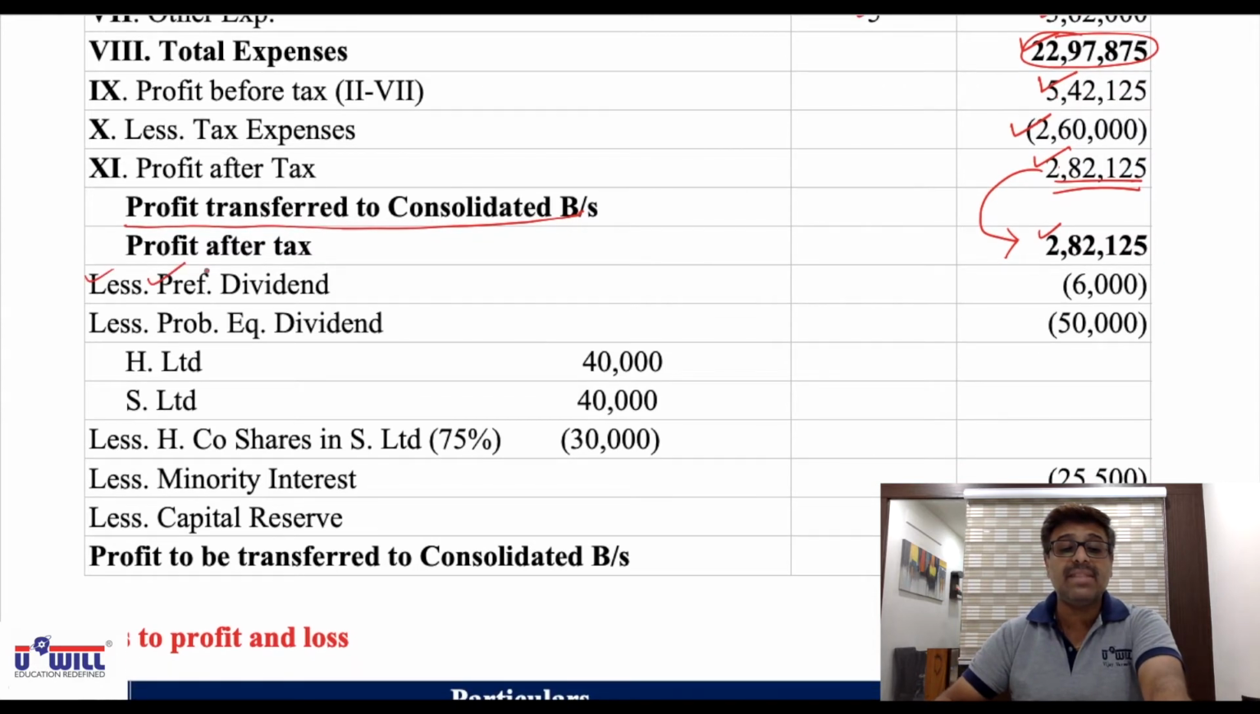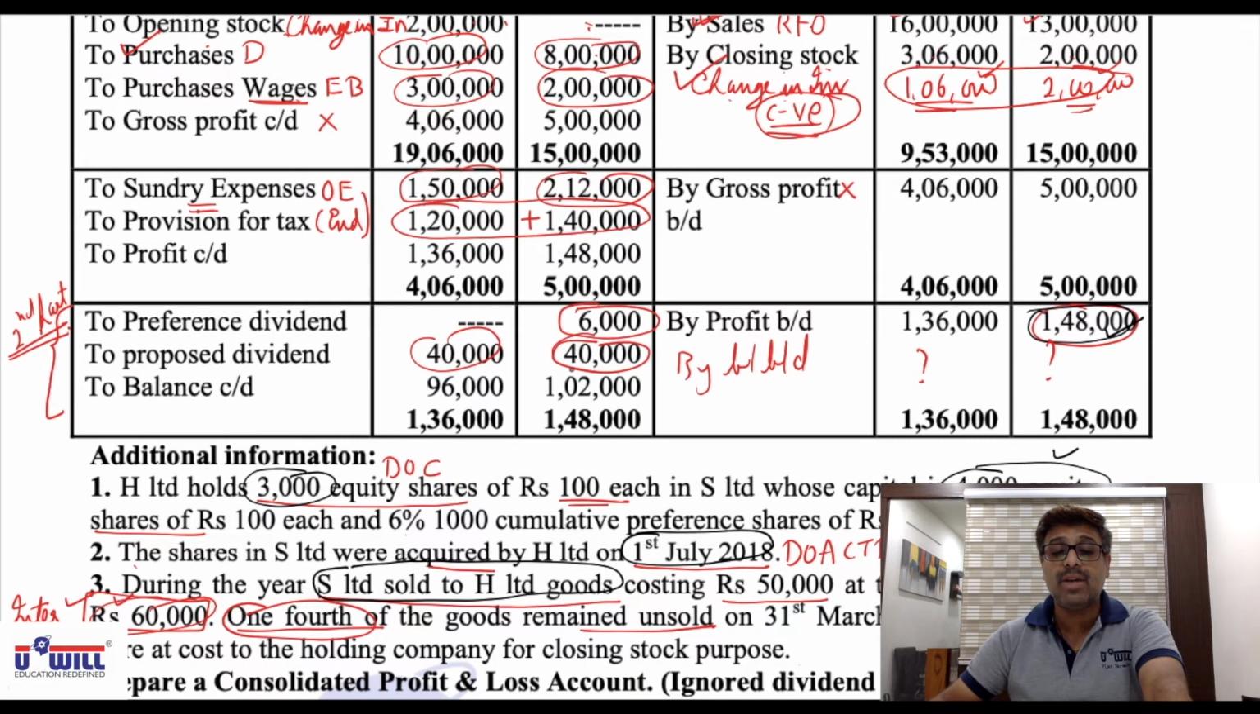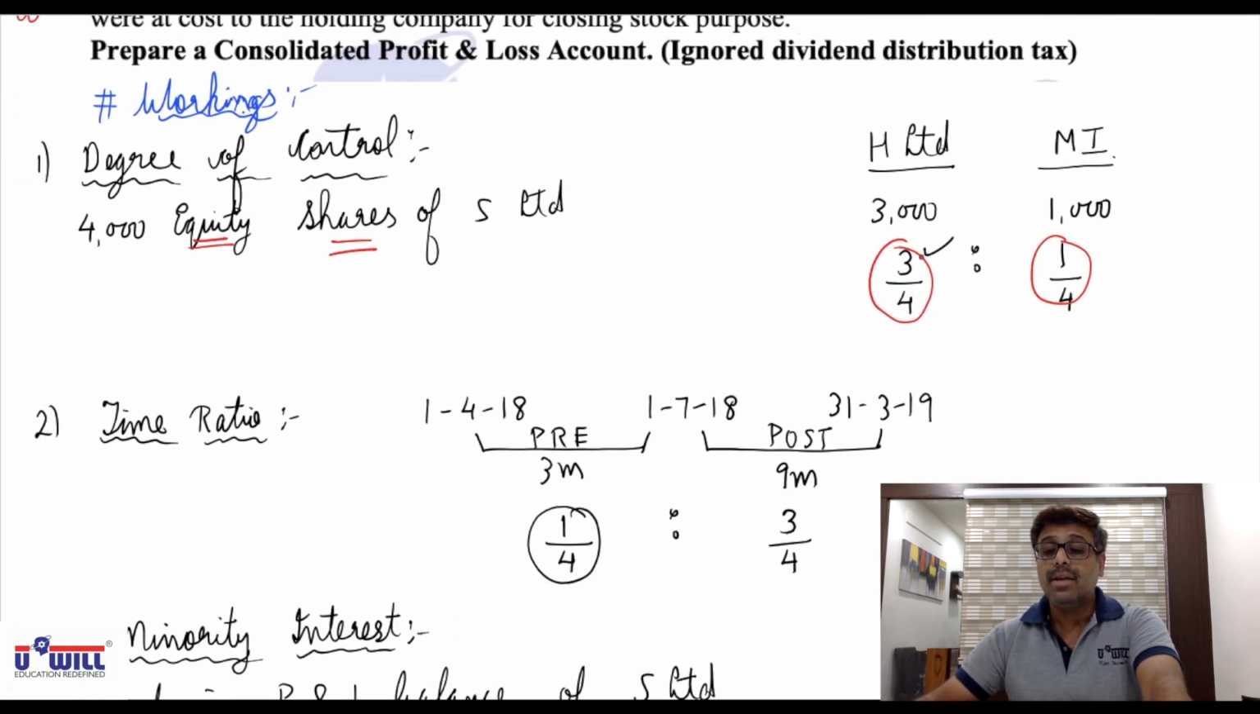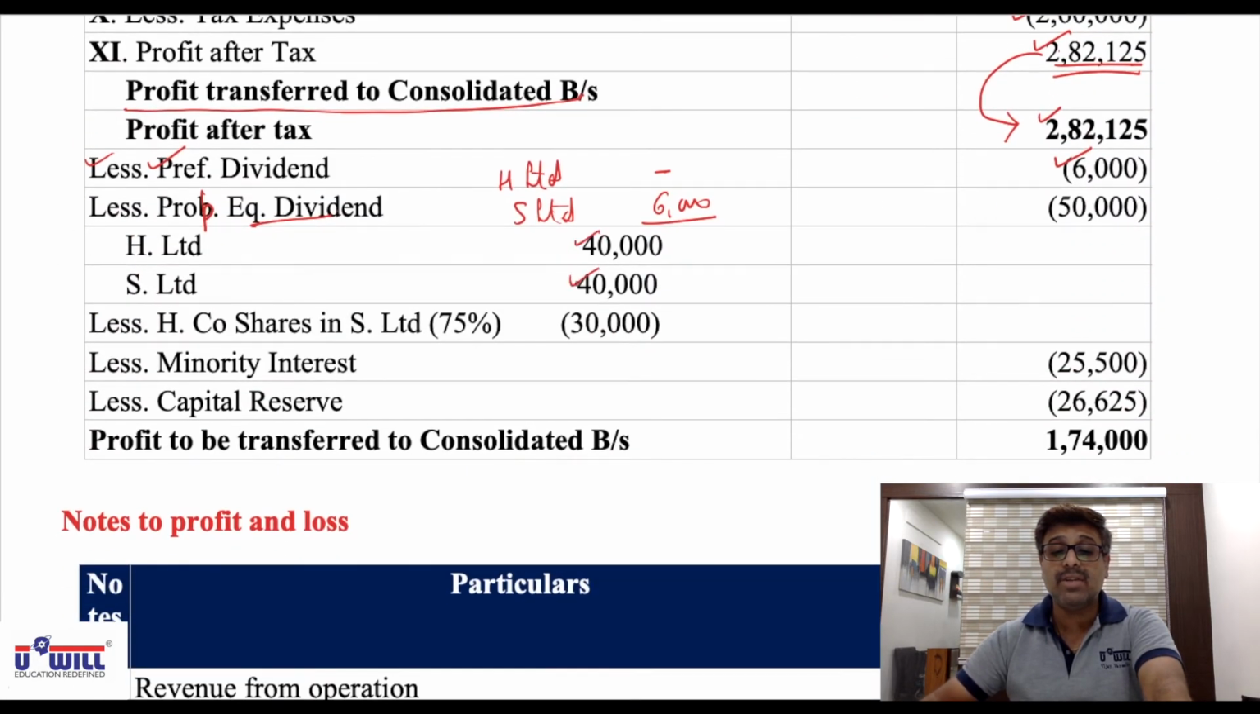From that we subtract preference dividend. Now H Limited nil and entire 6,000 of S Limited will minus here. You can show that H Limited nil, S Limited 6,000. So total in the outer column you'll minus 6,000. Then proposed, okay, proposed equity dividend. You all can see here equity dividend 40,000 and 40,000. From that, holding company's share 3/4 in S Limited we will minus. So 40,000 plus 40,000, and then 40,000's 3/4, 30,000 we will minus. So 40 plus 40 minus 30, you'll get in the outer column 50,000. This you all can see here.